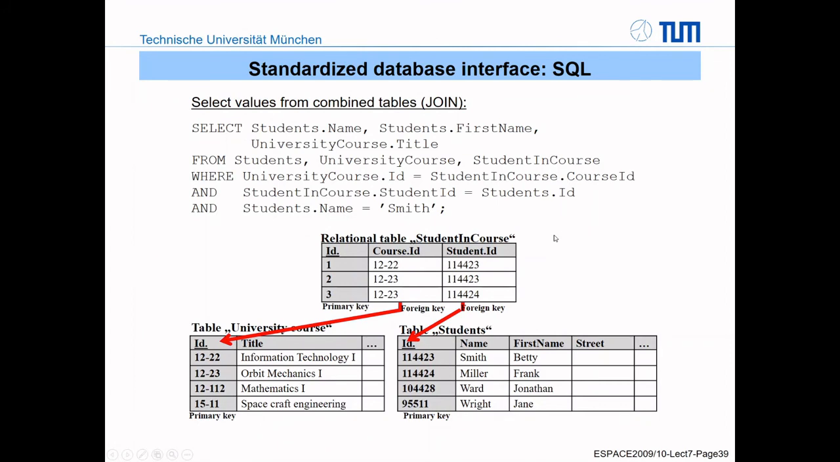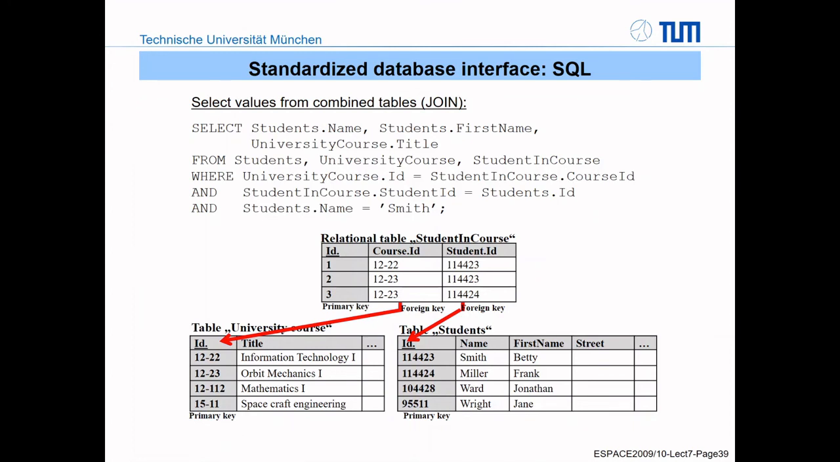So if you have these three tables, the table student in course, university course, and students, and you want to make this intersection, this join, then you can make a select and name the table dot the attribute, so students dot name. So you take this attribute, this column, then students first name and university course title, and then you say from students, university courses, and student in course.